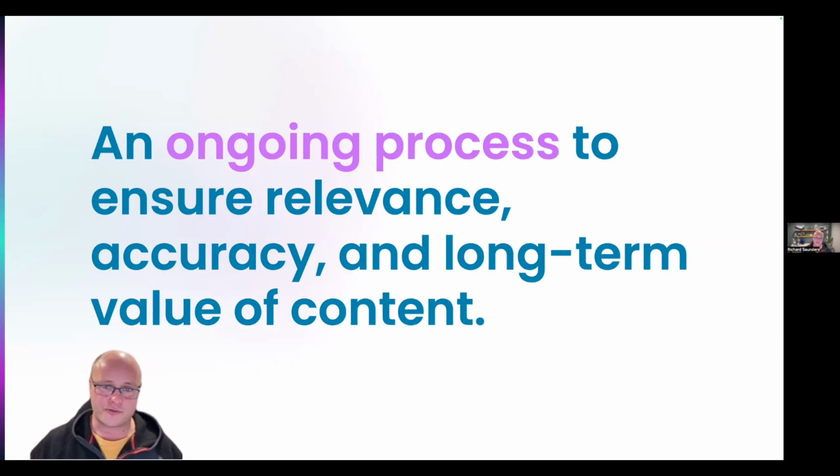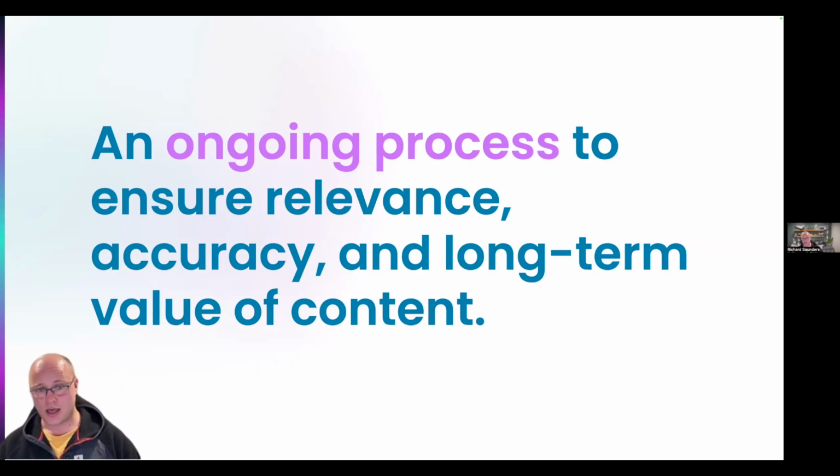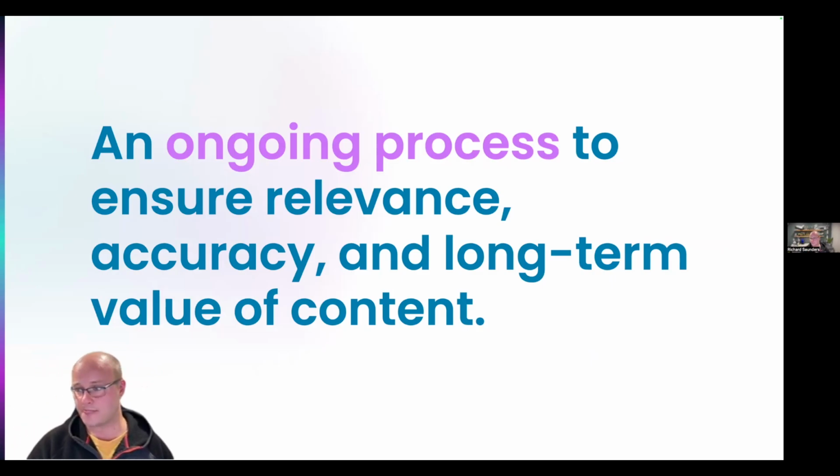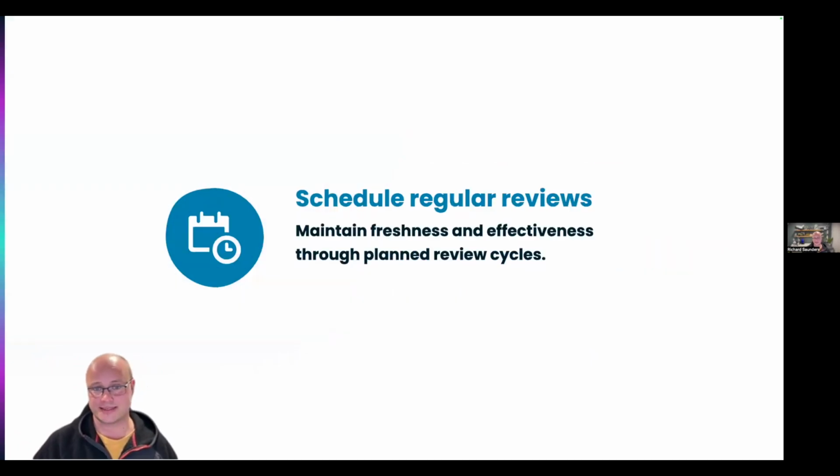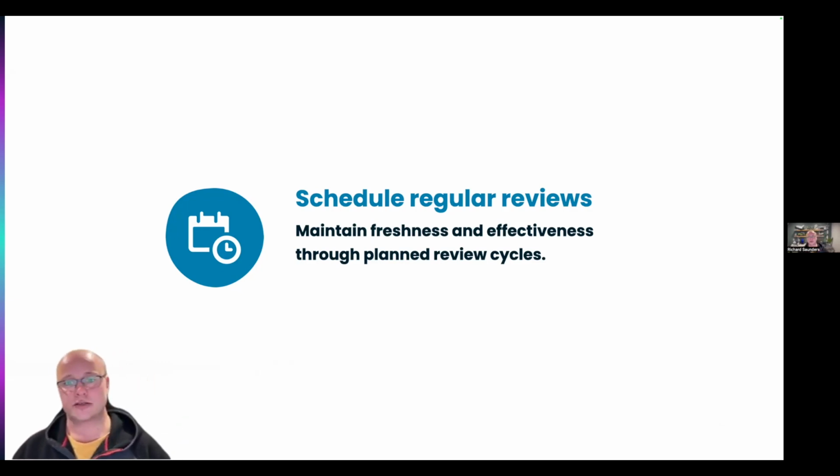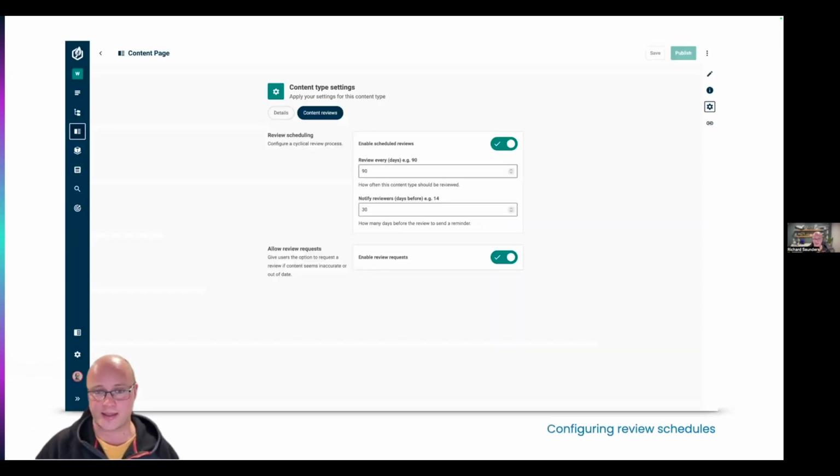But content reviews are all about an ongoing process to ensure content relevance, accuracy, and the long-term value of your content. And we're going to do this in two different ways. We're going to offer the ability to set up regular schedules on content. So basically set something to be reviewed every 90 days or every 6 months in order to keep that content fresh. And that can be done on a content type level.